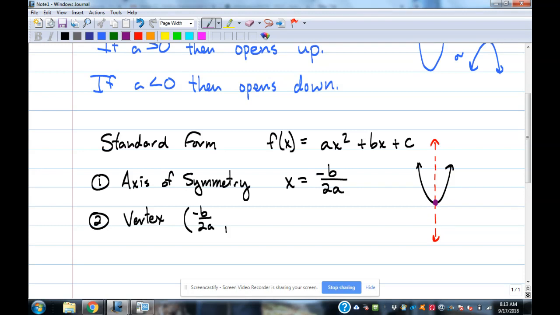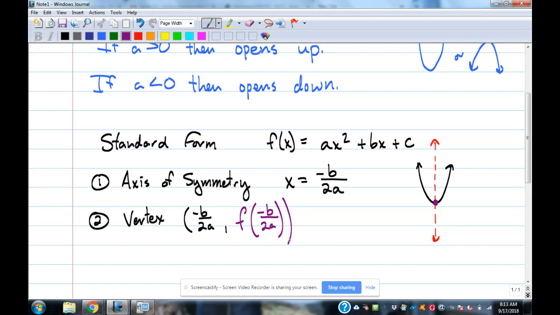The vertex is this point either at the bottom or, if A were negative and it opened down, at the top. The x value is the same as the axis of symmetry. The y value for the vertex comes from plugging that number into the equation and working it out.